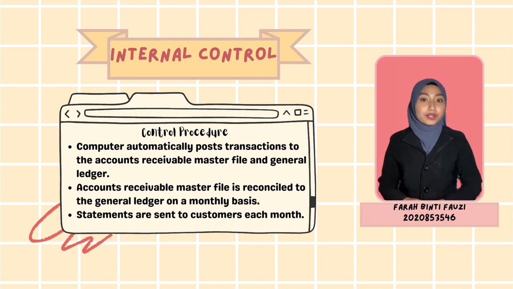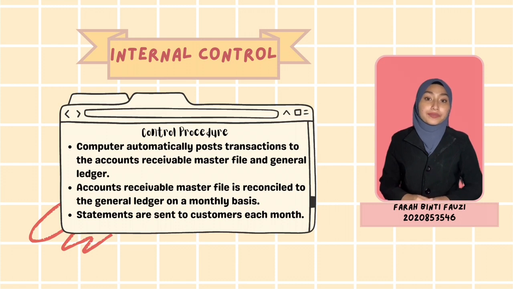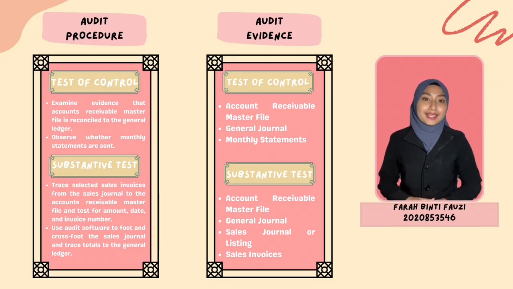On the other hand, there are two relevant accounts, which are account receivable and sales accounts. However, in order to make sure all sales are completely recorded, the internal control of the company needs to make sure that computer automatically posts transactions to the accounts receivable master file and general ledger. Account receivable master file is reconciled to the general ledger on a monthly basis, and statements are sent to customers each month. Following that, the company must carry out two audit procedures to ensure that all sales transactions are properly recorded. The first one is test of control.